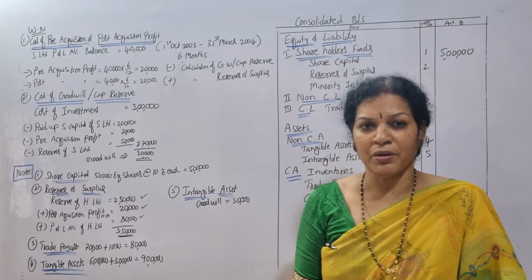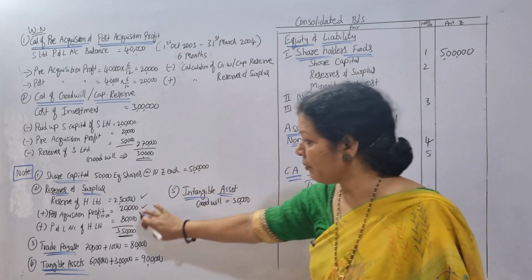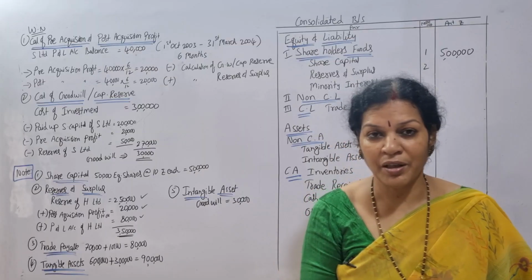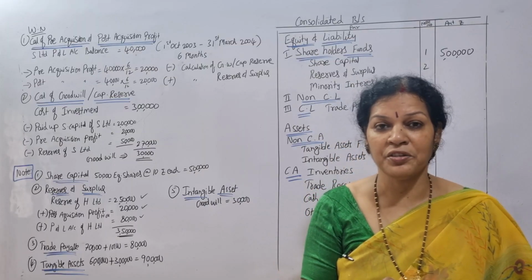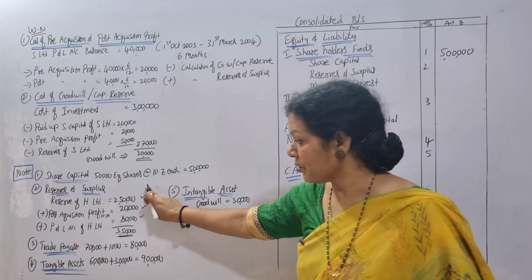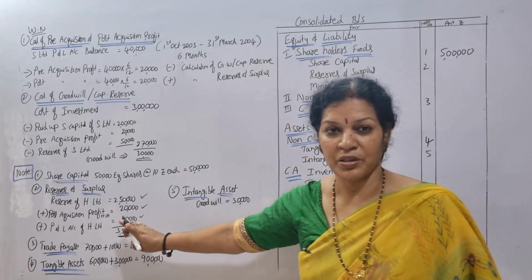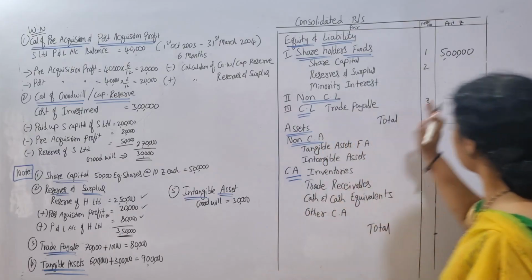Are you getting it? It's simple. We didn't do anything. The only thing is, here we have added the post-acquisition profit, and the profit and loss account which is given in the balance sheet liabilities side, that 80,000 we have added. Altogether we are getting 3,50,000 as the reserves and surplus. Note number 2, 3,50,000 will be written here.